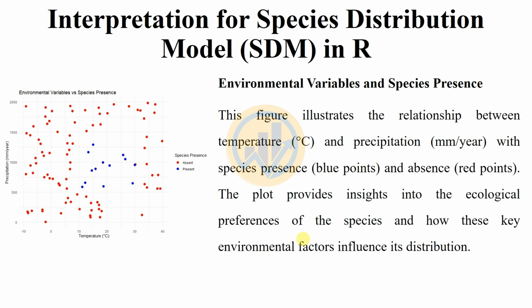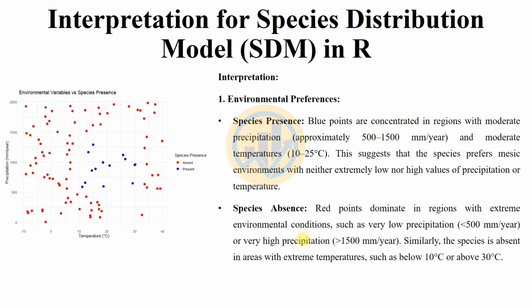Environmental variables and species presence. This figure illustrates the relationship between temperature and precipitation with species presence as blue points and absence as red points. The plot provides insight into the ecological preference of the species and how these key environmental factors influence its distribution.